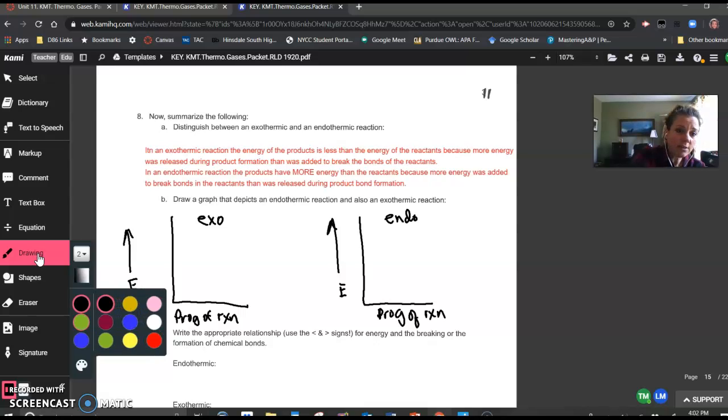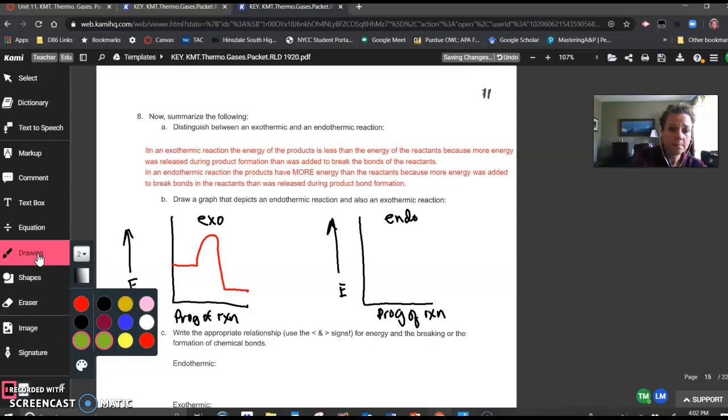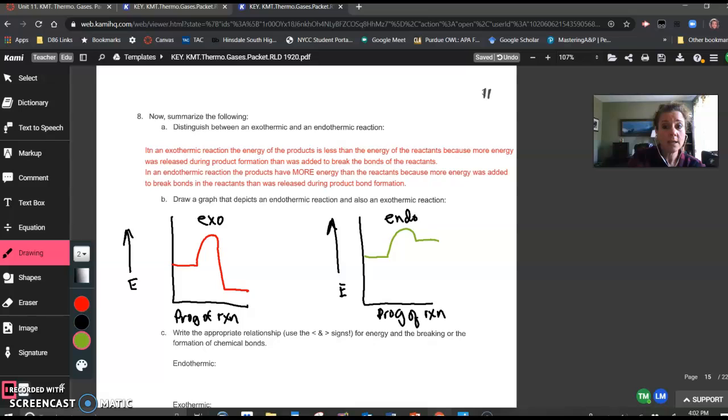And for my exothermic reaction, I'll use red. And so here are my reactants. Here's the energy that goes in to break those bonds. Here's the energy that comes out during product bond formation. And then here are my products. In the endothermic reaction, I have my reactants. Here's the energy that's going in to break the bonds of the reactants. Here's the energy coming out to form the bonds of the products. And there are my products.